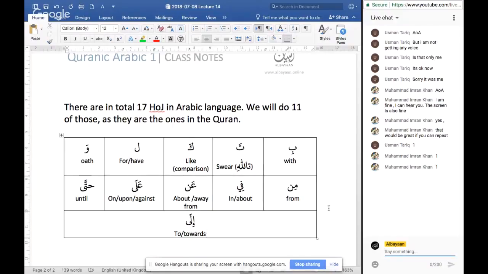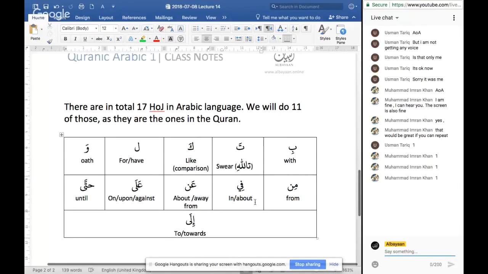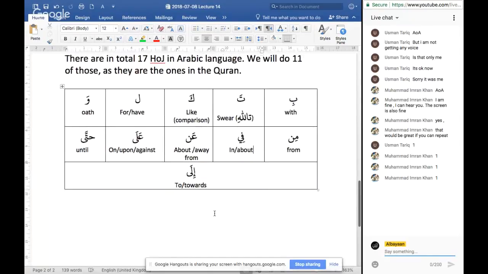Can I have a 1 from you if you're fine? If you're comfortable with it, can we move forward, inshallah? Thank you, Jazakallah Imran. Excellent.